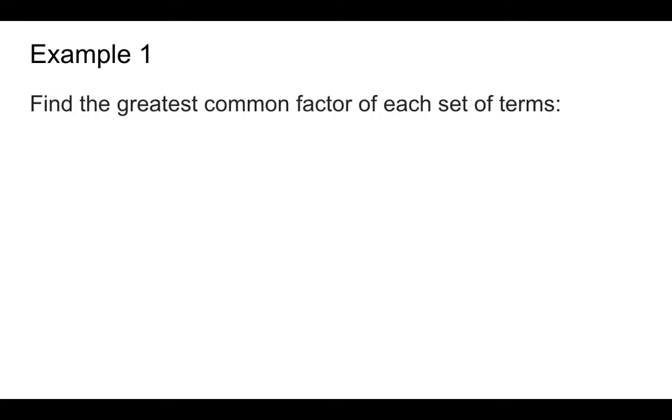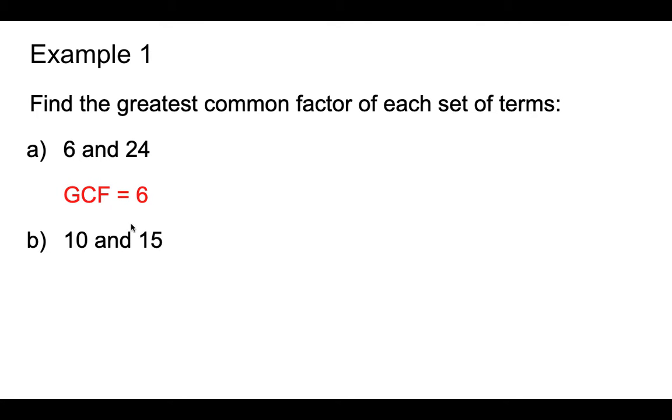So let's look at just straight up numbers. You have done this before. The question is: find the greatest common factor of each set of terms. We have 6 and 24. What you're looking for is the biggest number that can divide equally into both 6 and 24. Well, 6 can go into 6 as well as 24. So the greatest common factor for that one is 6.